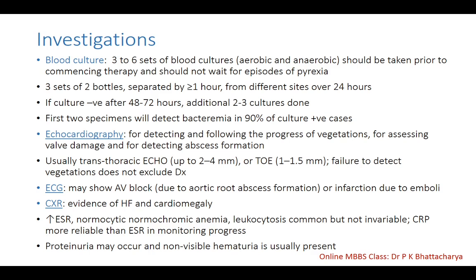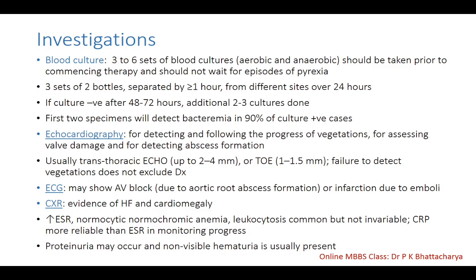Now echocardiography is used for detecting and following the progress of the vegetation. So echocardiography, what are the things it can do? It can find out whether the heart has got any lesions inside, then detect the vegetation, and if you follow up the echo serially, you can find whether the vegetations have increased in size or they have regressed, and whether there are any abscess formations. So all these things can be detected by an echocardiogram. So this is an invariable or a very dependable tool.